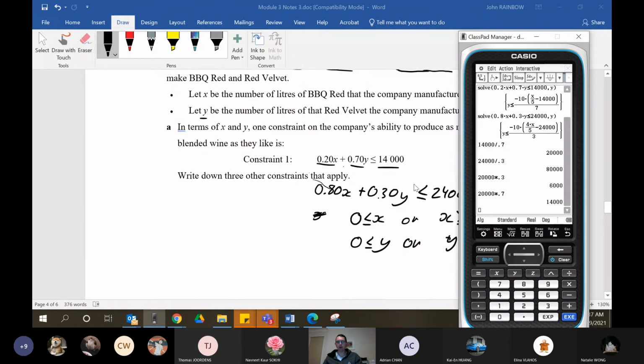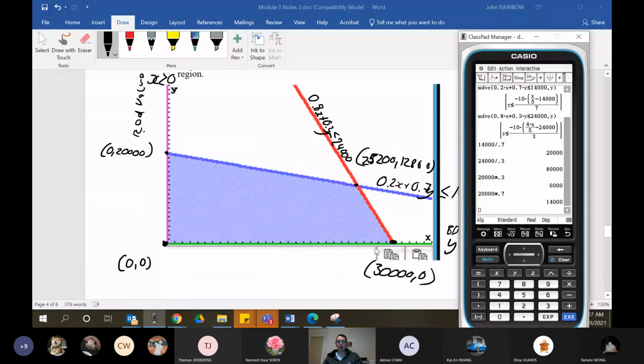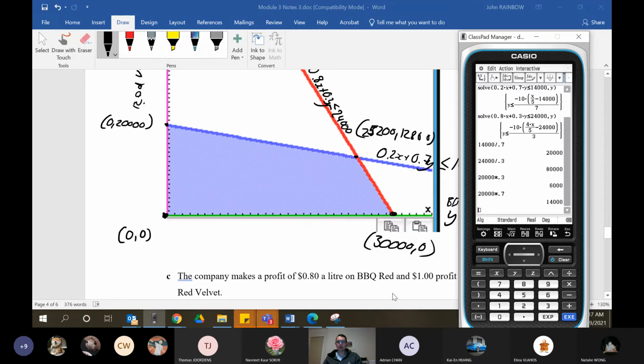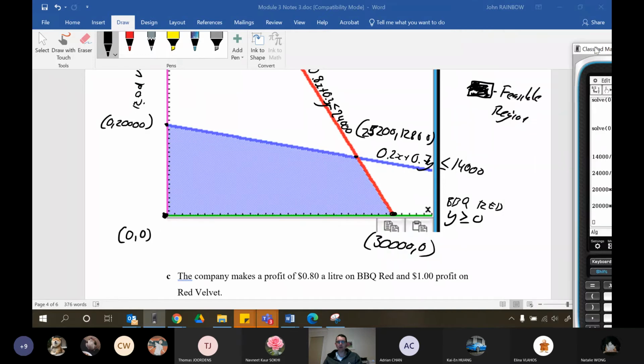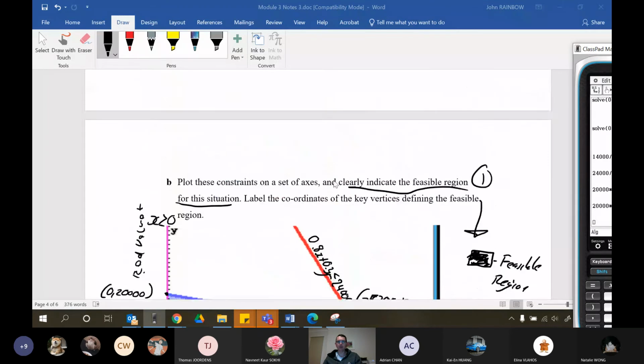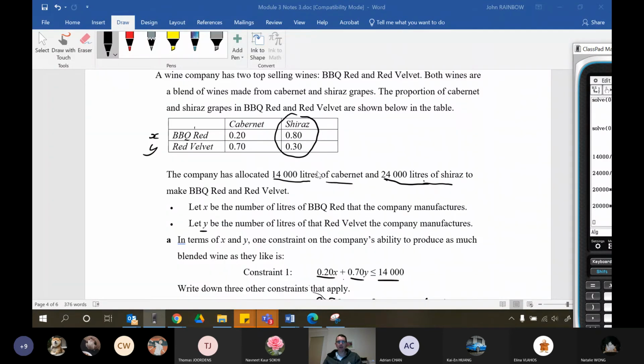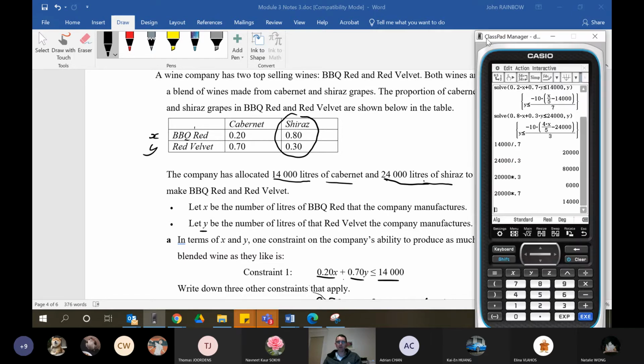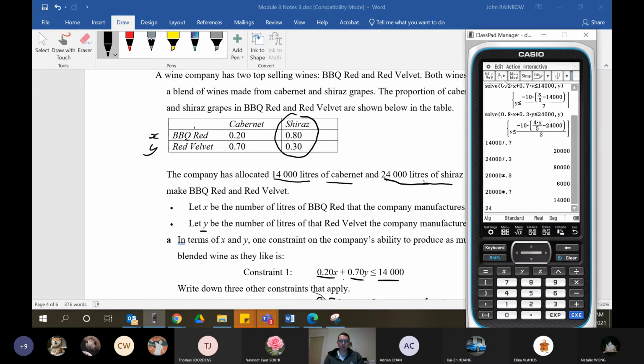So that probably wouldn't be too wise, okay? Whereas down here, you're producing 30,000 liters of your red barbecue and no red velvet. So if you look at that, 30,000 of your barbecue red. So your Shiraz is the predominant one in there. If you go 24,000 divided by 0.8, that's going to be 30,000. So you produce 30,000 liters.